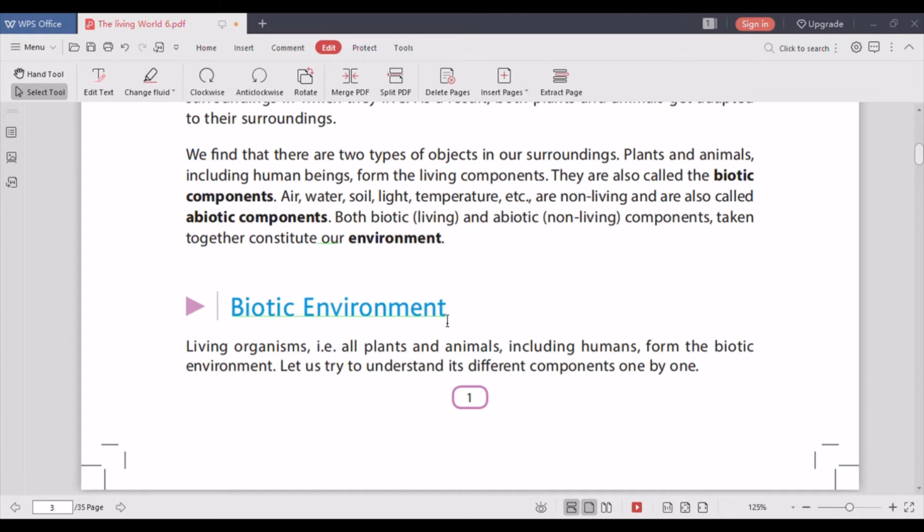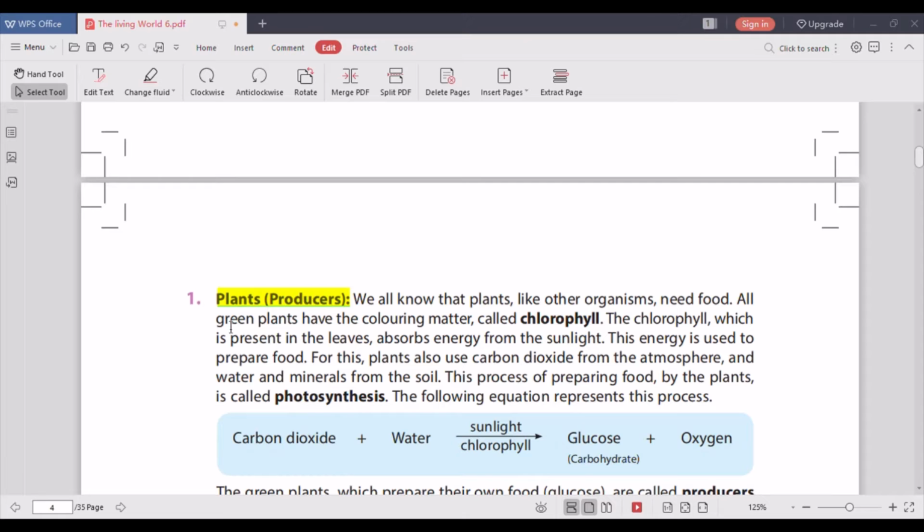Biotic environment. Living organisms, that is all plants and animals including human beings, form the biotic environment. Let us try to understand its different components one by one. Plants are also called producers. We all know that plants, like other organisms, need food. All green plants have the coloring matter called chlorophyll.